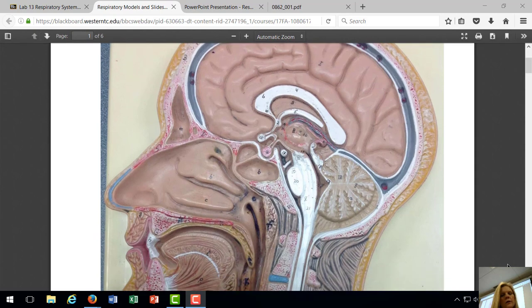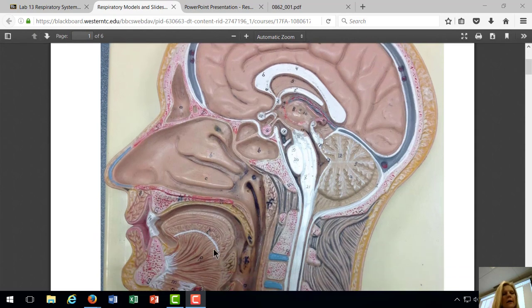So this is a sagittal model. We're just looking at one side of the head. Air enters in through the nose. The fancy name for the nostrils is the external nares. External nares is just another name for the nostrils, so this opening here. And this whole space here, where the air can flow around in kind of a turbulent pattern, is called the nasal cavity.